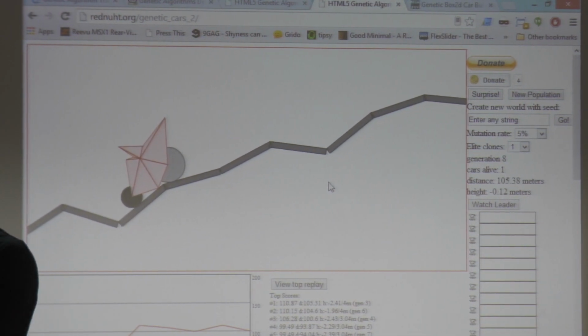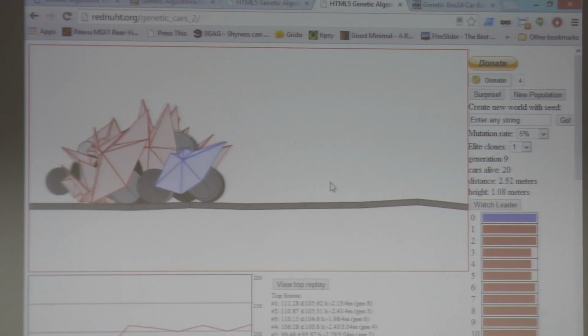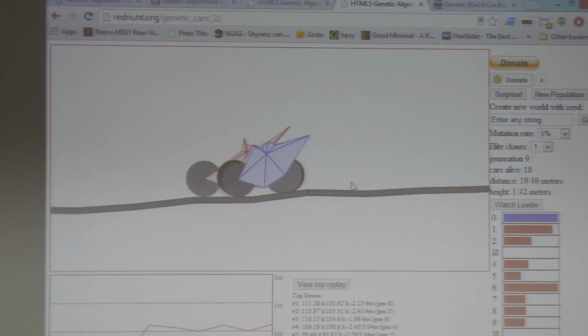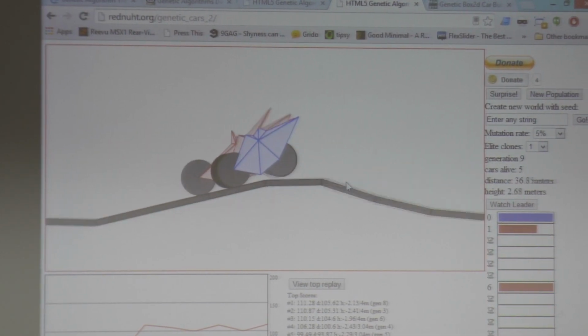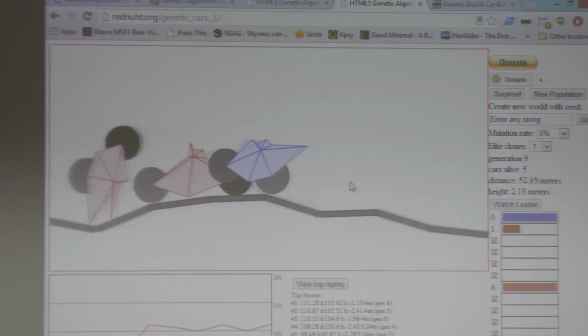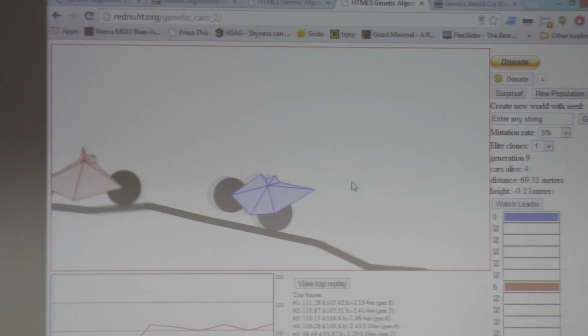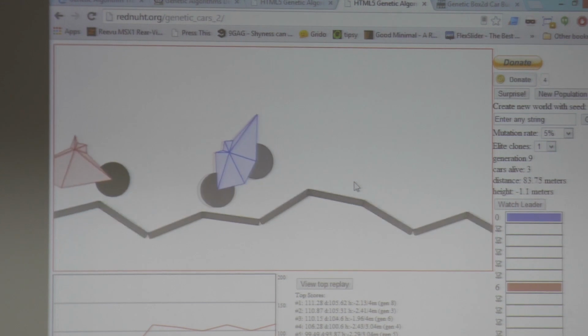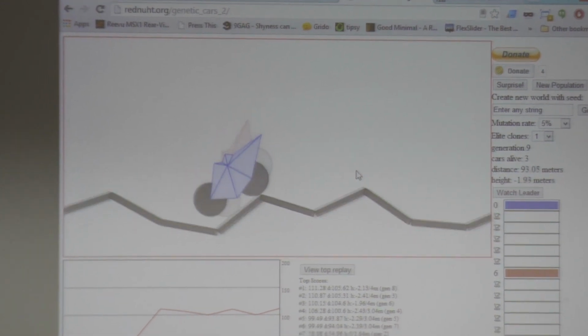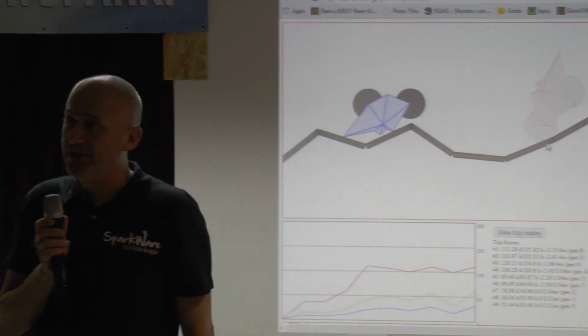So this is actually kind of funny, because this has been running for 2 hours, and I don't think this is better than what we saw the first time. So how could that be? Genetic algorithms do not necessarily find the best solution. It finds the best solution that it can for that specific simulation.